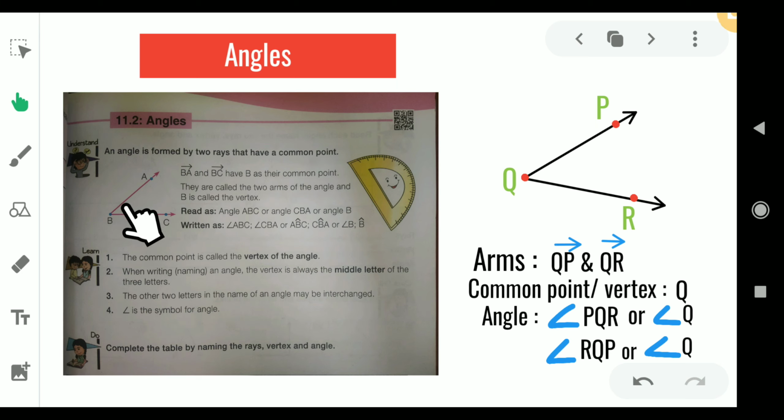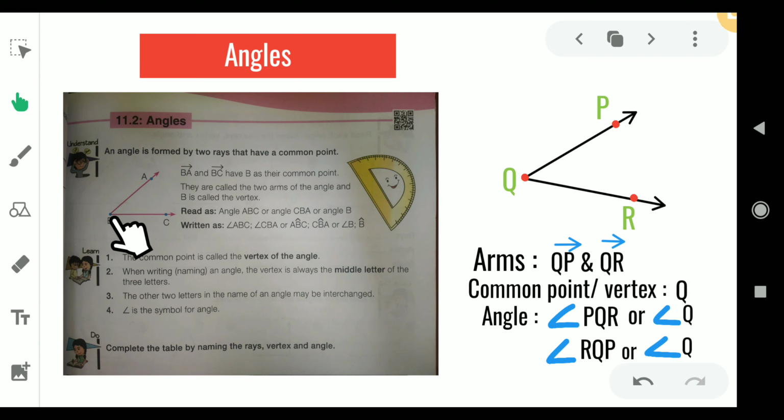Let us see here. BA is one ray and BC is another ray. So BA and BC are meeting at the common point, and it is B, so that they will make an angle. So which angle has been formed here? Angle ABC. So BA and BC are making an angle and its name is angle ABC.